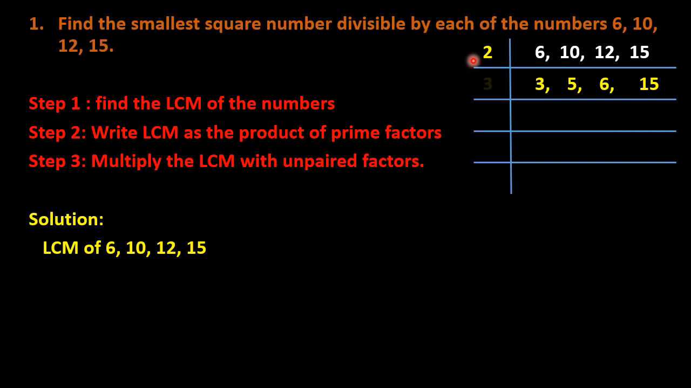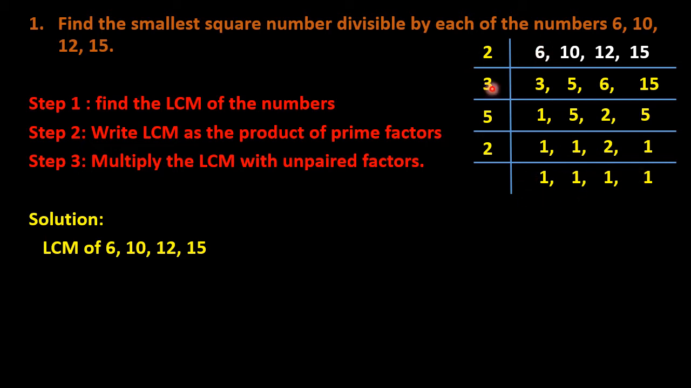In the second row, we divide by 3. 3 1s are 3, 5 is not divisible by 3, so we write 5. And 3 2s are 6 and 3 5s are 15. Now we divide by 5. 5 1s are 5, 2 is not divisible, and again 5 1s are 5. At last we divide by 2, and we get 1, 1, 1 in the last step.